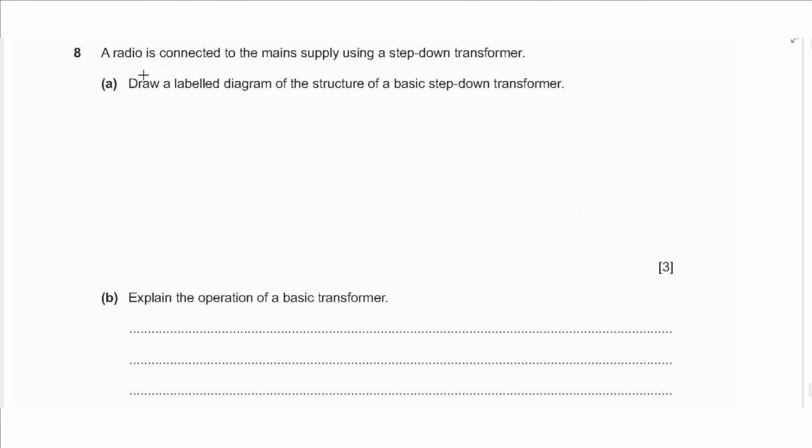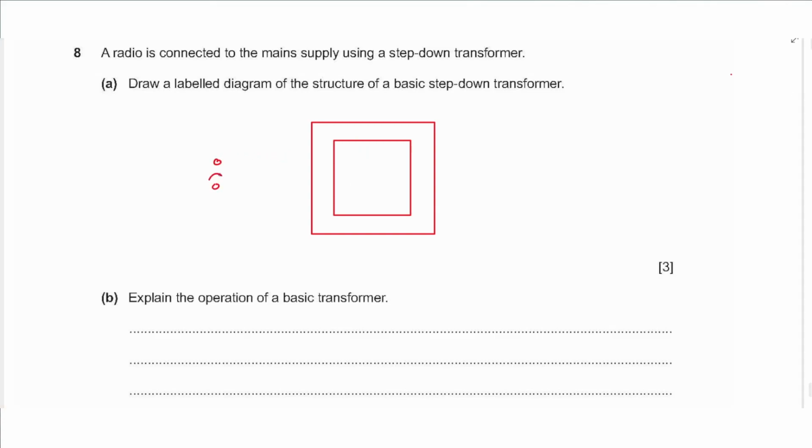The next question says a radio is connected to the main supply using a step-down transformer. Draw a labelled diagram of the structure of a basic step-down transformer. So first we have a square or rectangular core. Then we draw the primary and secondary coils. The primary coil is connected to an AC supply. So we draw the coil like this, or just a spiral.